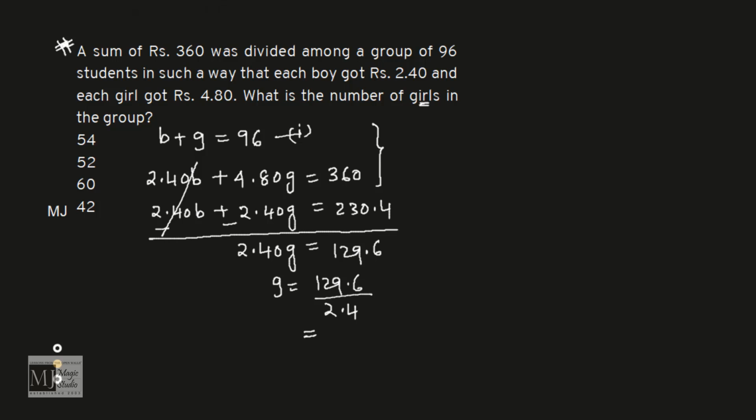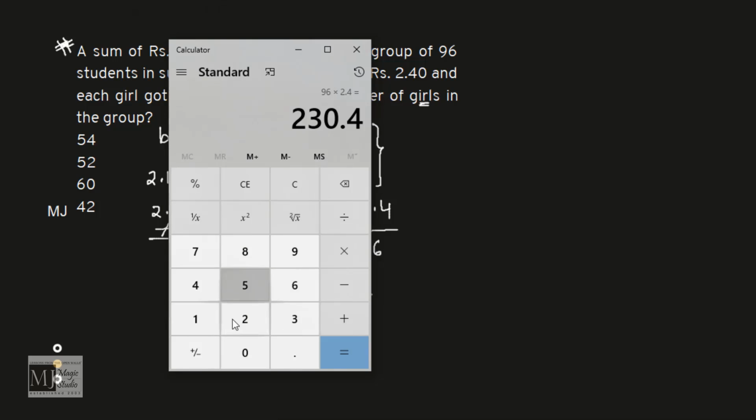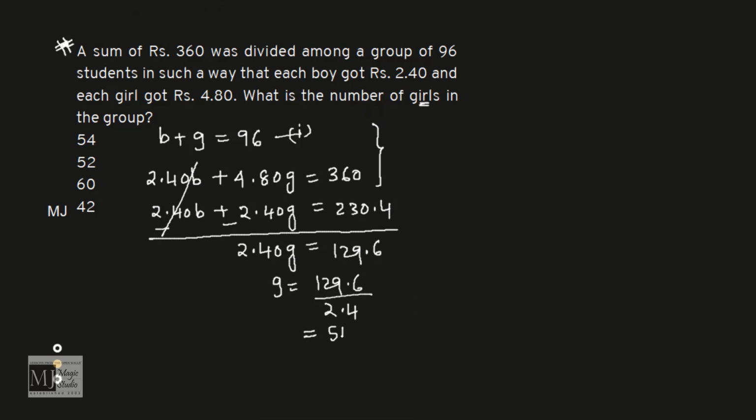Again, I need help of my dost. So we have 129.6 divided by 2.4. It gives us 54. So the number of girls is 54. First option fits in. Good.